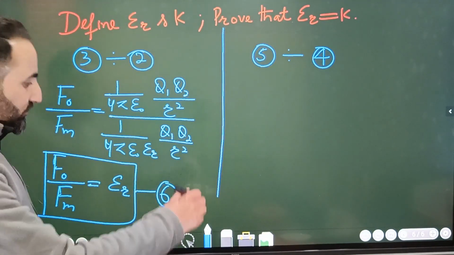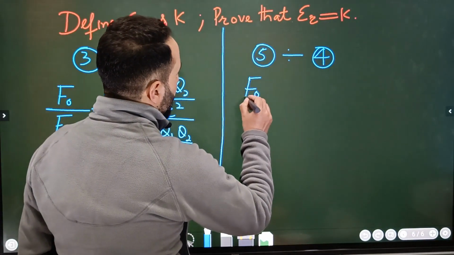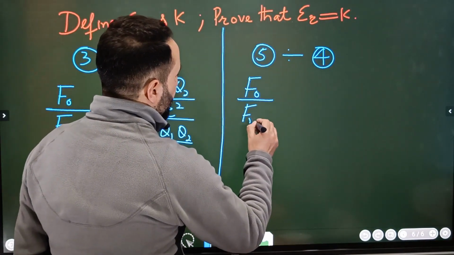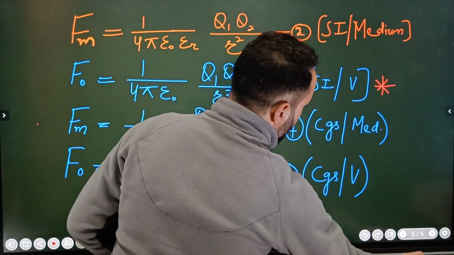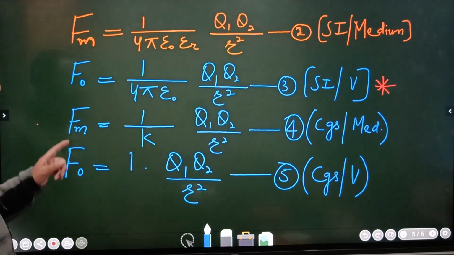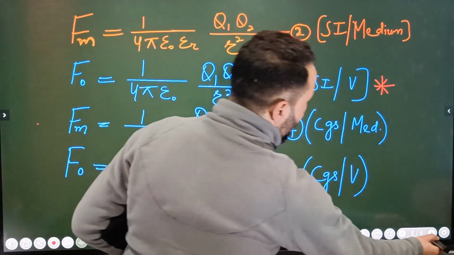Next, we have to divide equation number 5 by equation number 4. Again it's f naught divided by fm. Let's move back to that equation. We are going to divide these two equations, equation number 5 divided by equation number 4.